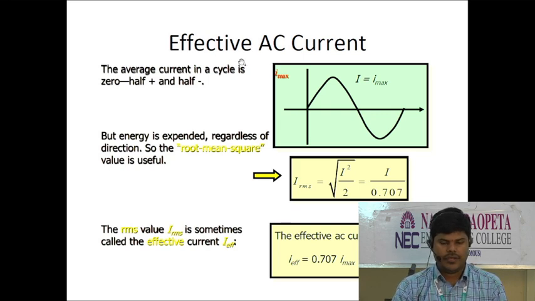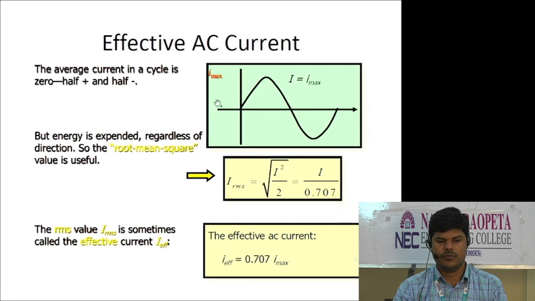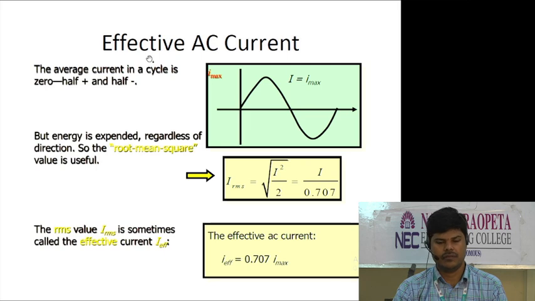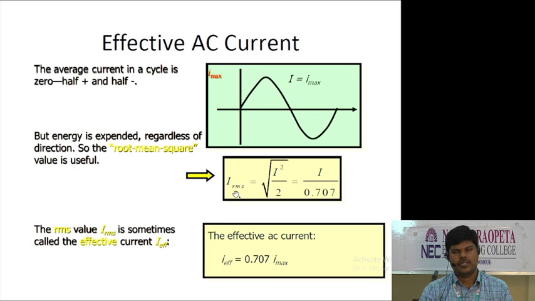See this one, effective AC current. It is zero current, positive max, zero current, negative max, and zero current. Then what will be the effective AC current or equivalent AC current? We can say it is I RMS, that is nothing but the root mean square value. For calculation purposes we need some amount of magnitude. We cannot take zero, we cannot take positive max, we cannot take negative max. So we should have some representative value. That is nothing but your RMS value, the root mean square value.